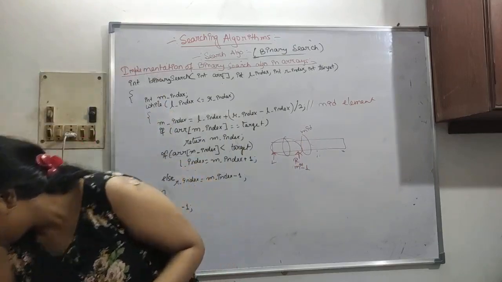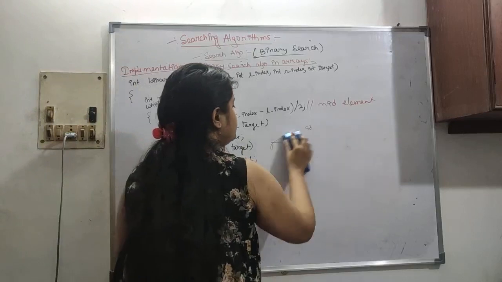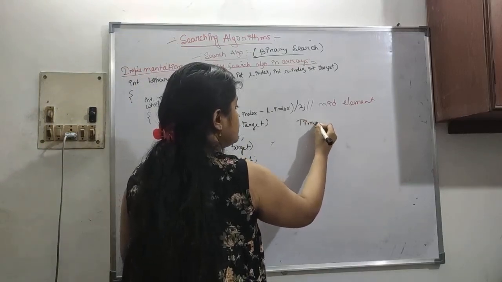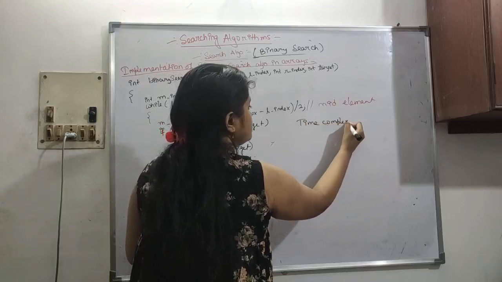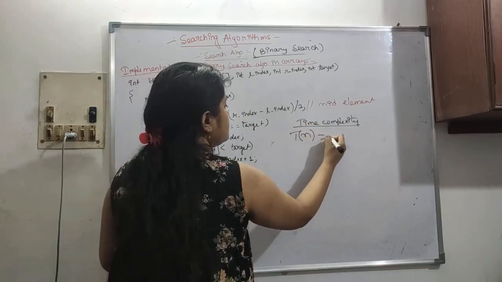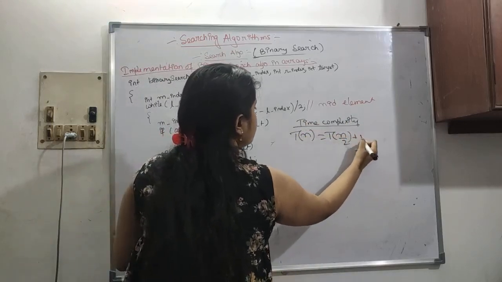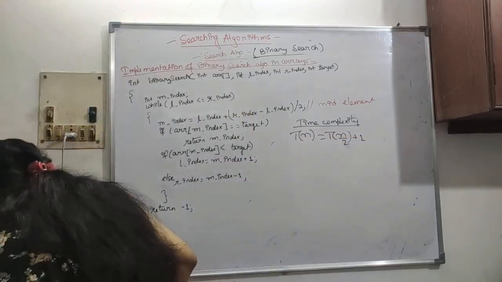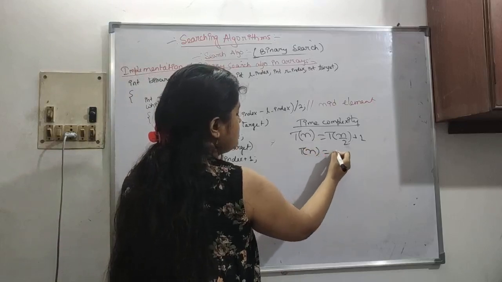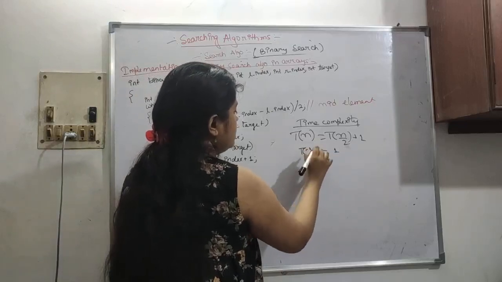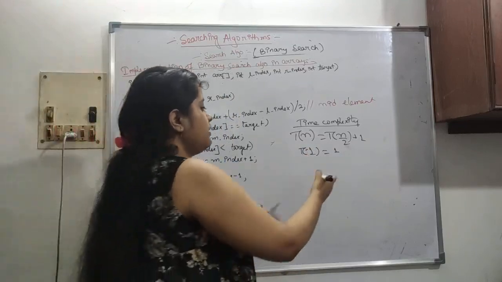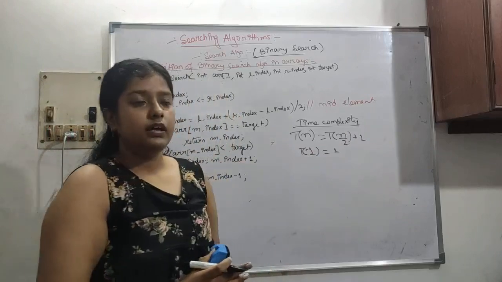Now let's see the time complexity. Time complexity will be T of n equals T of n by 2 plus 1. Why is this coming? Also the boundary condition is T of 1 equals 1. If one element is present, the time complexity is 1. So why did I write it like this? Think of it like this.